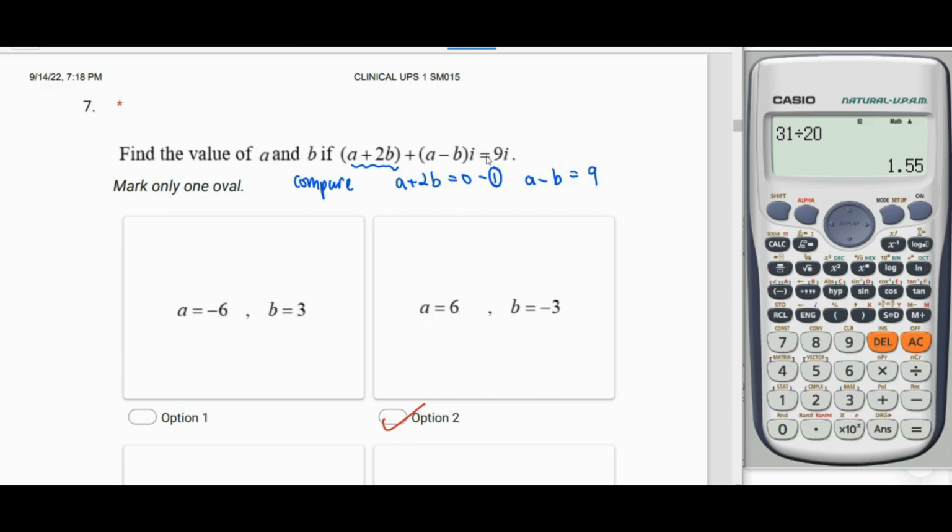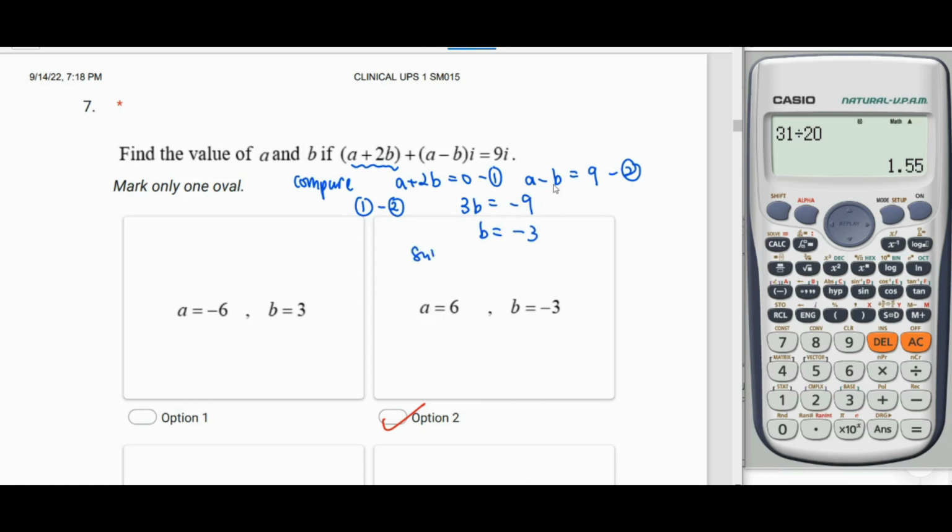So equation 1, equation 2. So we can do this simultaneous equation by eliminating equation 1 minus equation 2, so that a and a can be eliminated. 2 minus negative b give us 3b. Then 0 minus negative 9, we give us negative. 0 minus 9 gives us negative 9. Therefore, b equals to negative 3.